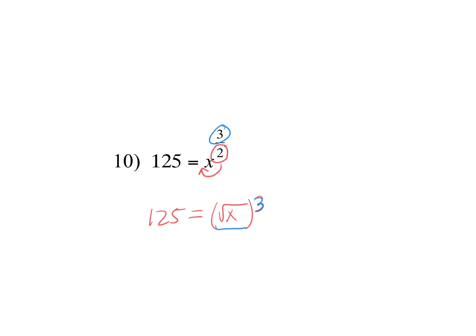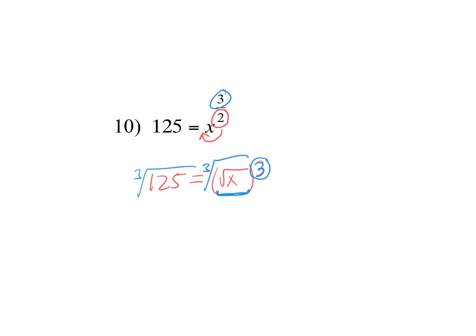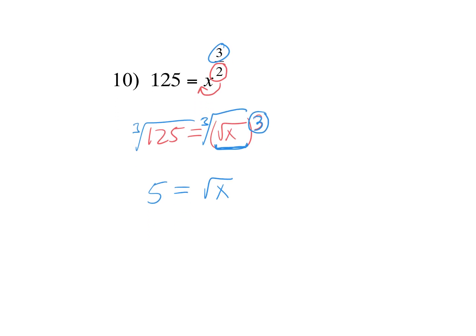So no matter what was underneath this exponent, to get rid of that exponent of 3, I'm going to have to cube root both sides. So let's cube root both sides. And then the cube root of 125 is going to get you 5. And so I get 5 equals the square root of x. And then to get rid of that square root, all we have to do is square both sides.